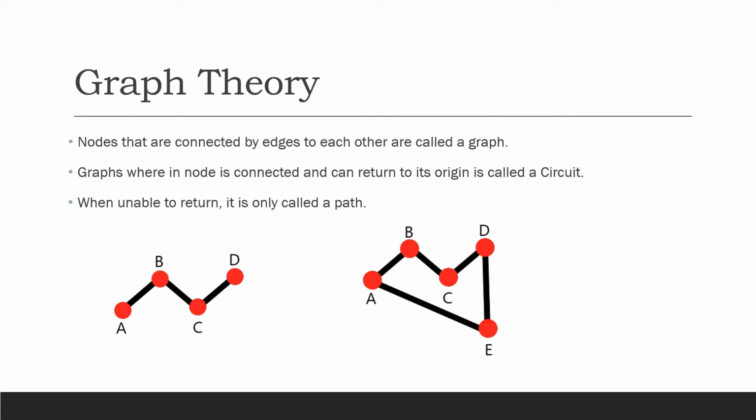Graph theory. Graph theory states that nodes that are connected by edges to each other are called a graph. Both Eulerian and Hamiltonian paths are part of graph theory, wherein it solves problems such as traffic flow and so on. It is stated that every path or circuit is made out of two or more nodes connected by edges. Paths are graphs that have no way to return to their origin, and ones that can are called circuits. The degree of a node or vertex refers to how many edges are connected to a node.